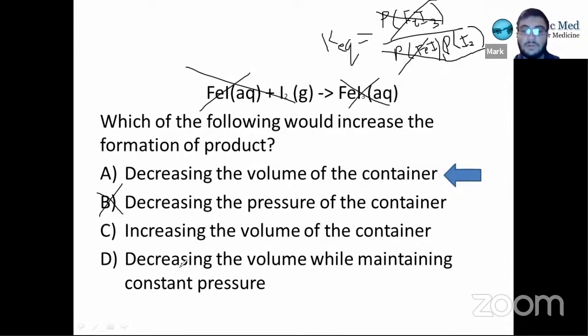So it's not B. Decreasing the volume while maintaining constant pressure? If it's constant pressure, it's not doing anything. It doesn't matter about volume. But in a set container, volume and pressure are inversely proportional. If you increase the volume without doing some kind of extra work to keep the pressure constant, as in D, increasing the volume will decrease the pressure, whereas decreasing the volume will increase the pressure. Therefore, we want to increase the pressure by decreasing the volume. Does that make sense?